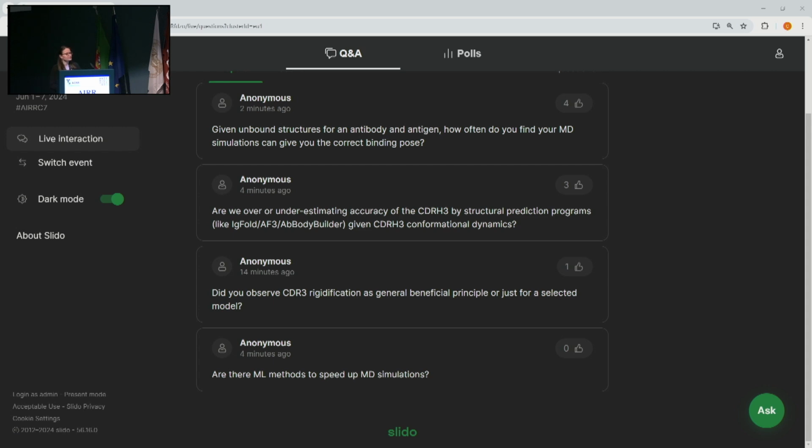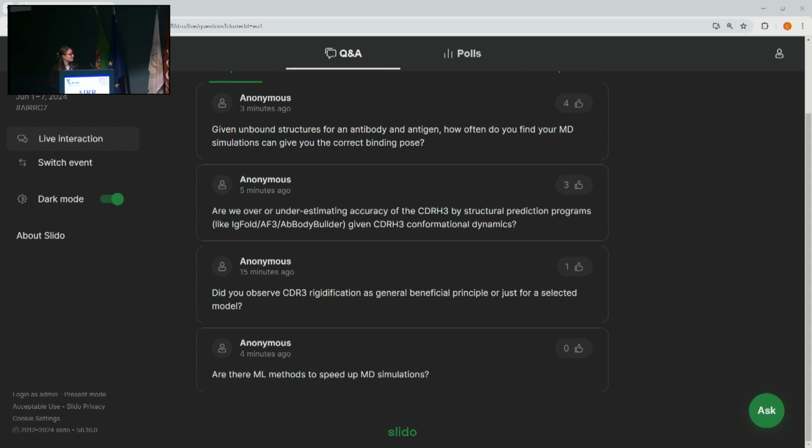Did you observe CDR3 rigidification as a general beneficial principle or just for a selected model? So I think in the HIV field, there are a lot of studies that show that broadly neutralizing antibodies follow a different scheme. So actually conformational entropy is beneficial sometimes. I'm not saying that an increase in affinity is always correlated with a rigidification, but rather specificity. So maturing towards one target usually results in a rigidification.